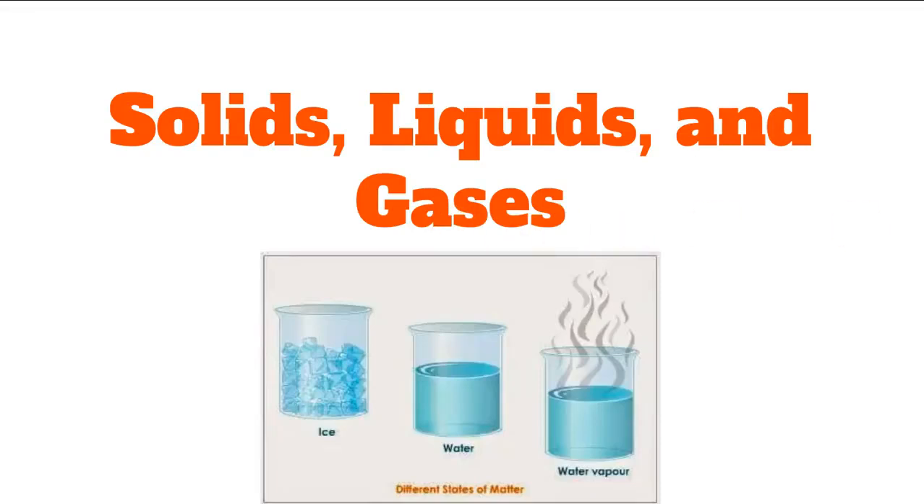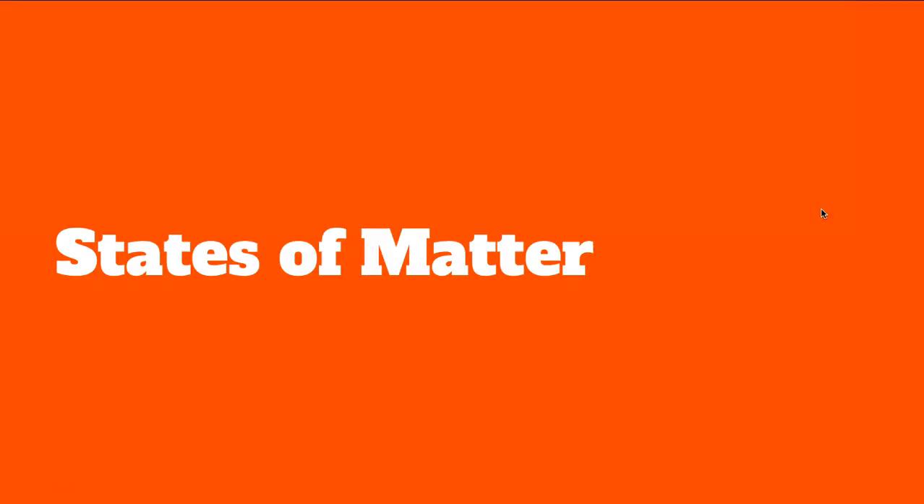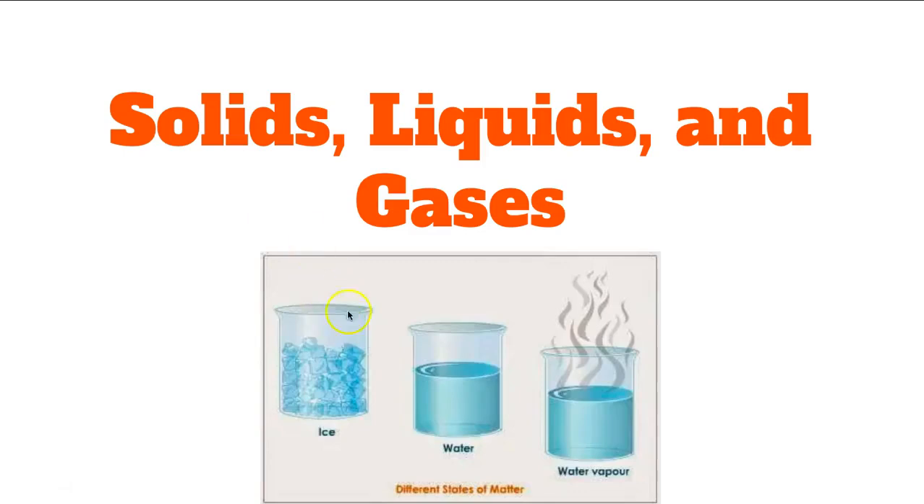Hi everyone. So in this video we're going to talk about solids, liquids, and gases, which are also called states of matter. So you see these states every single day, but we're going to break down why they behave the way that they do, especially at the particle level. When we talk about states of matter, we're really talking about how particles are arranged and how they move. And so the three main states we're going to focus on are solid, liquid, and gas.